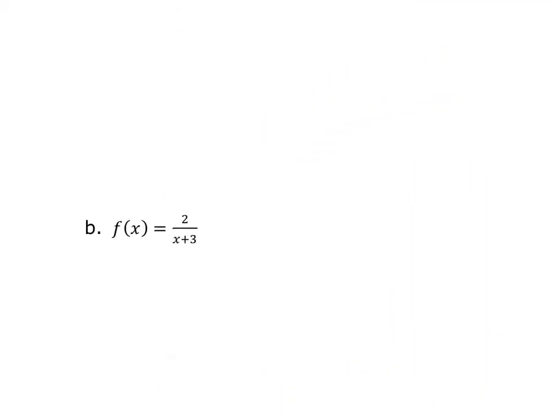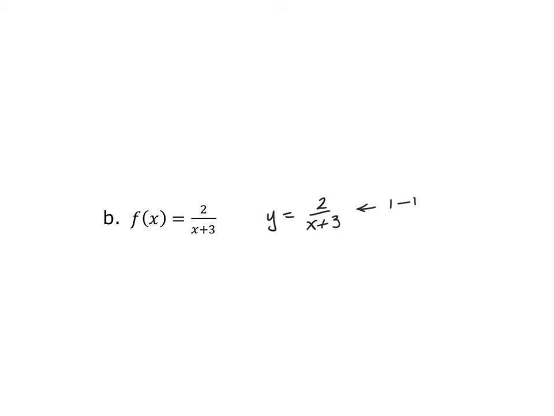So when I take a look at this, and I'm trying to determine if this is 1-to-1, the first thing I do is I write y is equal to 2 over x plus 3. And I ask myself, if I put a value in for x, will this have more than one output? And the answer is no. Every time I put in one singular x, one singular y will come out. So this is 1-to-1.